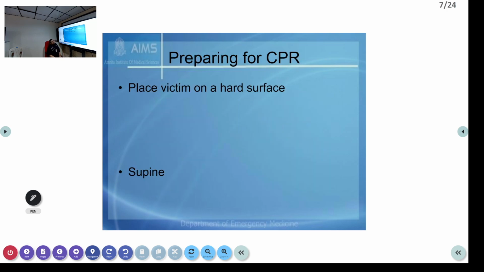Then the next, you have to start preparing the victim to start CPR. So preparation is very, very important. The victim has to be on a hard surface. Suppose the patient is in the hospital, you have something like a board like this, what we call a CPR board. We can keep it underneath the patient, and you can start giving compression. Otherwise, the effectiveness of the compression won't be there.